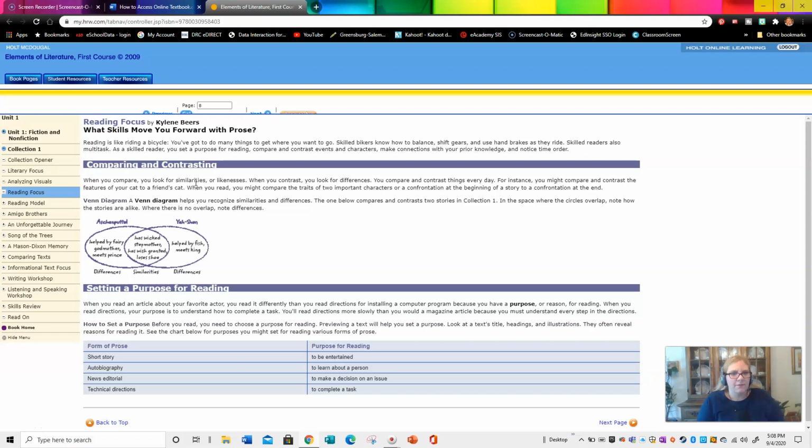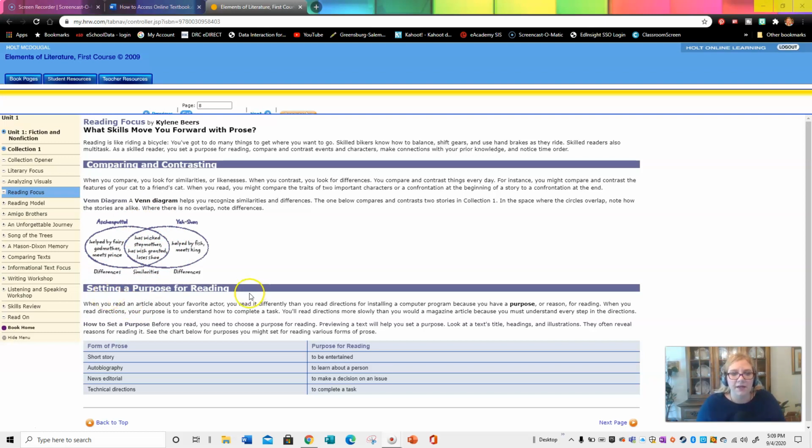Venn diagram. A Venn diagram helps you recognize similarities and differences. The ones below compare and contrast two stories in collection 1. In the space where the circles overlap, note how the stories are alike. Where there is no overlap, note the differences. So if we have Antonio here, one character from Amigo Brothers, we're going to show how he's different from Felix. But in the middle, we're going to put what they both have in common.